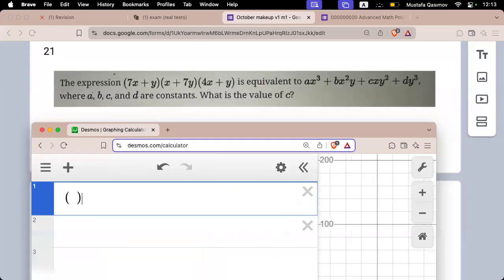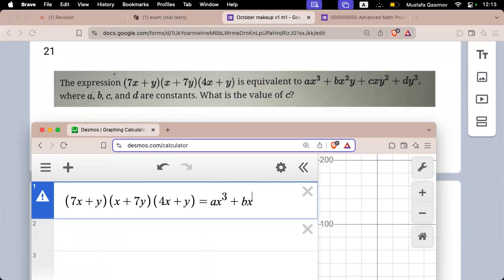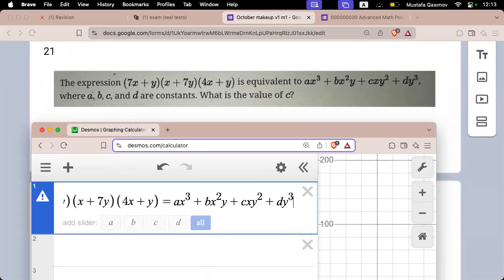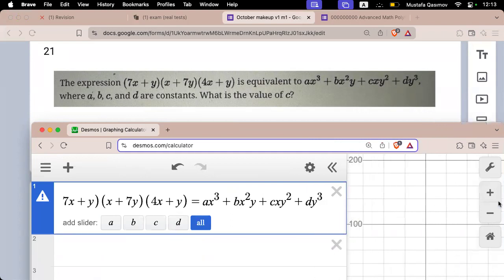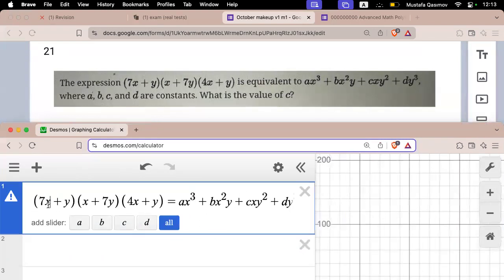We can write it like that: 7x plus y, x plus 7y, 4x plus y is equal to ax cubed plus bx squared y plus cx y squared and dy cubed. Like that. Okay. Just wait. Okay, I wrote all of them here. I didn't change anything.